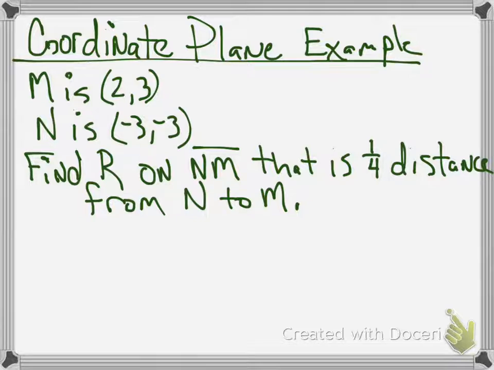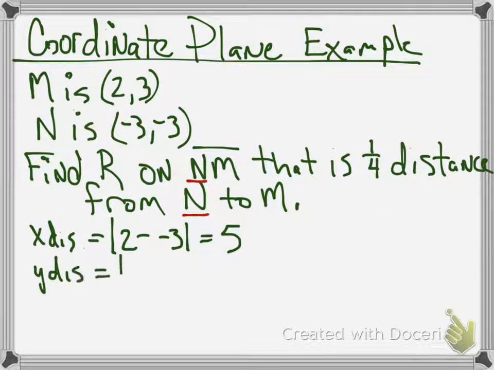Okay, so find R on line segment NM that is 1/4 the distance from N to M. Notice I'm saying 1/4 the distance from N. That is my starting point, and I'm going to work from that point. I'm still going to find the distance for the X and the Y. The X distance is 2 minus a -3, as long as I make sure I subtract the X's. And then the Y distance is subtract the Y's. Notice here I've got 5 for the X distance and 6 for the Y distance.